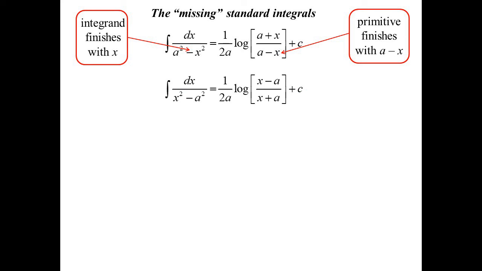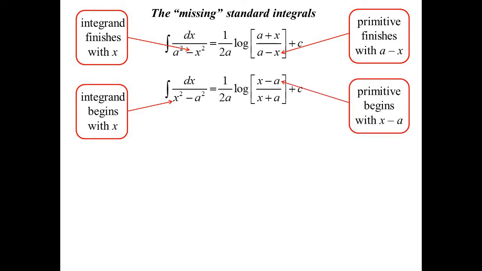If it's this one where it's x squared minus a squared, it starts with x. So this time when I'm writing it down, I'll start with x. So I'll write x minus a, the other side therefore must be x plus a. And that's how I tend to remember those ones.